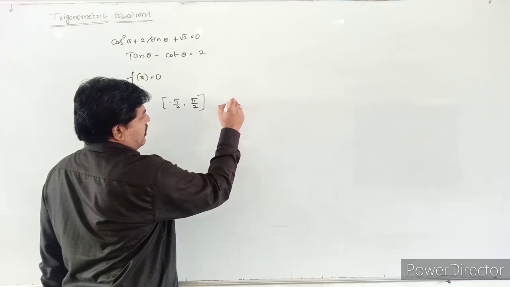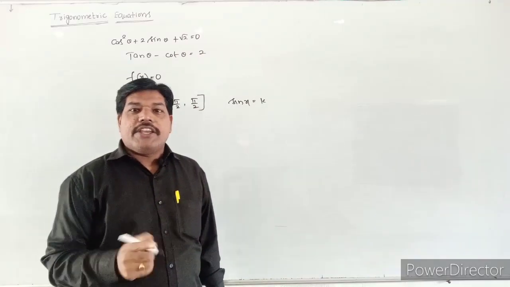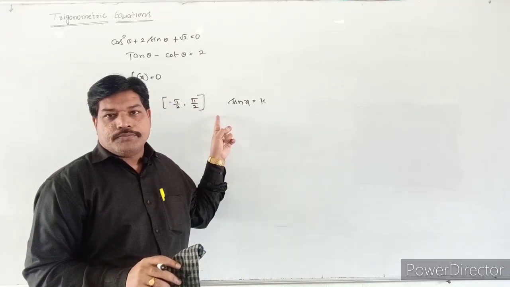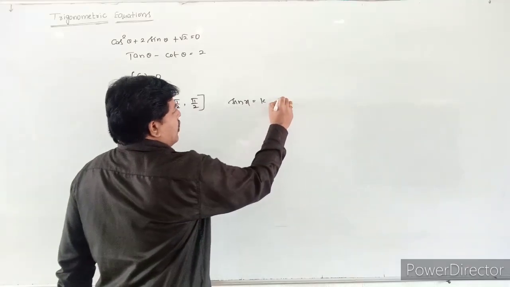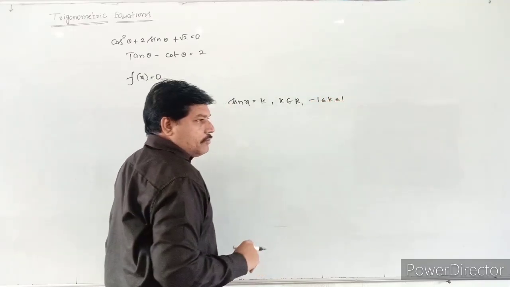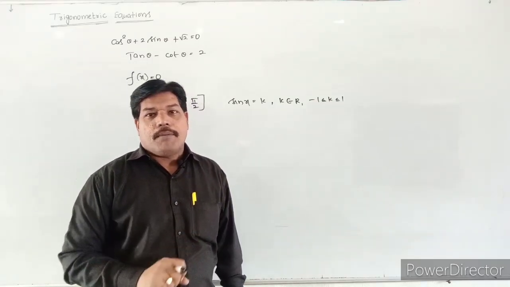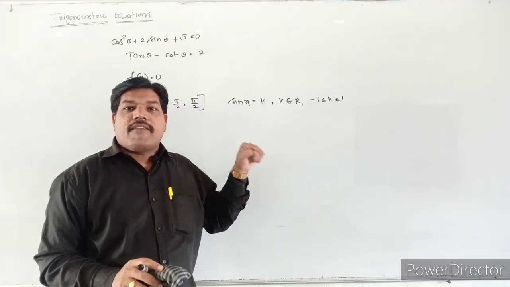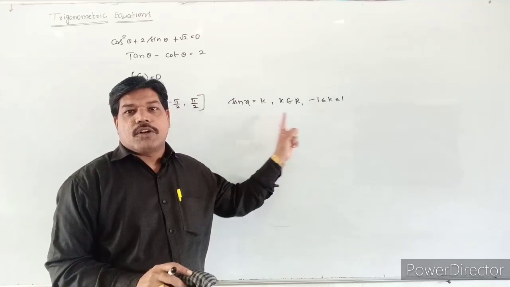There exists a unique value of x in minus pi by 2 comma pi by 2 that satisfies the trigonometric equation sin x is equal to k, where k belongs to R and minus 1 is less than or equal to k less than or equal to 1. Then that value of x is called the principal solution. That unique value is called the principal solution of the given trigonometric equation sin x is equal to k.